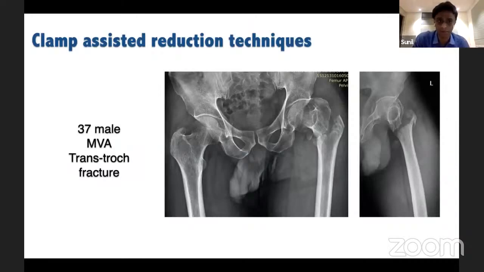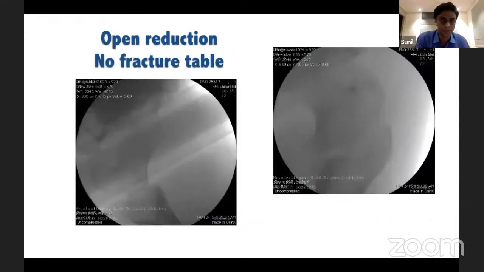So this was a 37-year-old male with a transtrochanteric fracture. As you can see, he's got a comminution on the lateral side as well. And this is not going to reduce with traction. Without reducing this one, you will never get your nail entry right. If I'm going to go there with this picture and start nailing it, there is a high possibility that I might go through the fracture and compromise or blow out the lateral wall.